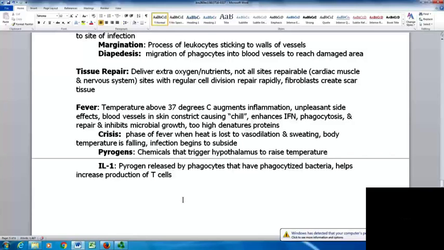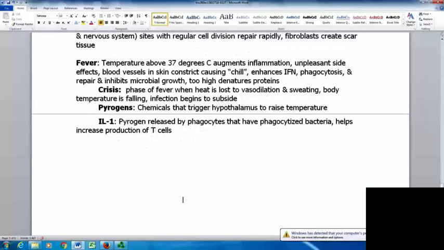However, if the fever gets too high, it will denature proteins, and that's problematic. The crisis is the phase of the fever when the heat is lost to vasodilation and sweating. Here, the body temperature starts to fall, and this coincides with when the infection begins to subside. Your pyrogens are chemicals that are going to trigger the hypothalamus to raise the tissue temperature. IL-1 is an example of a pyrogen released by phagocytes that have phagocytized bacteria, and it helps to increase the production of T cells.